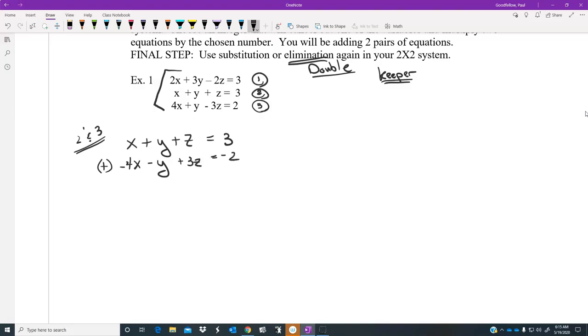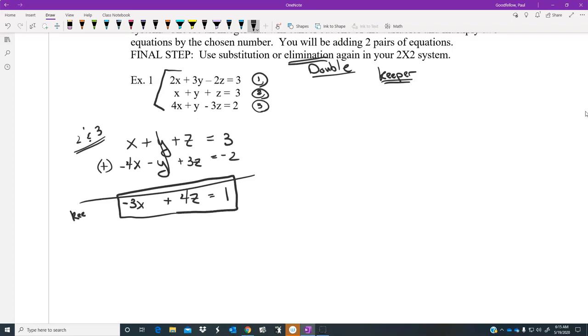Now make sure that when you're multiplying an entire row by a value, that you end up multiplying the entire row. Don't forget what you're trying to do. Now, if I add these columns together, it would be negative 3x, eliminated the y, and I'd end up with positive 4z is equal to 1. This particular equation that's written right here is what I would refer to as a keeper. This is keeper number 1.